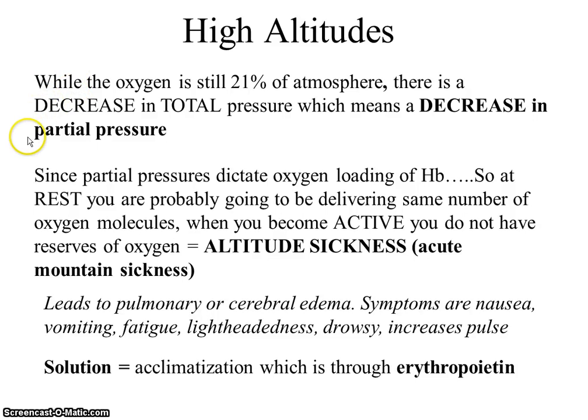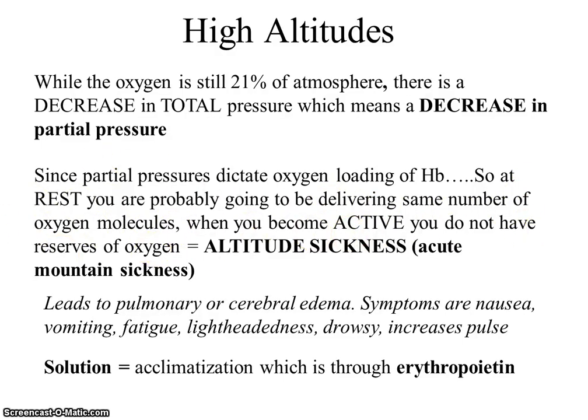So I've mentioned this in some of the previous videos that while oxygen is still a certain percentage of the atmosphere, there is a decrease in the total pressure. So 760 here, maybe 720 a mile or so up, in places like Denver or Mexico City, which means there's a decrease in the partial pressures of oxygen, and that's a problem. Since partial pressure dictates the oxygen loading, at rest you're probably going to be delivering the same number of oxygen molecules, but when you become active, you do not have the reserves of oxygen.